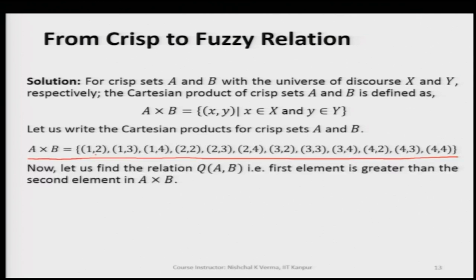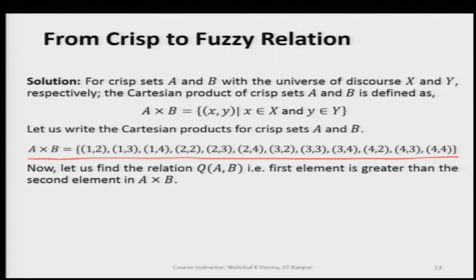like this. Here the first pair is 1 2, the second pair is 1 3, the third pair is 1 4, the fourth pair is 2 2, and like that we get the 12th pair, which is 4 4. So, this set contains all the ordered pairs which are possible out of the Cartesian product of A cross B.